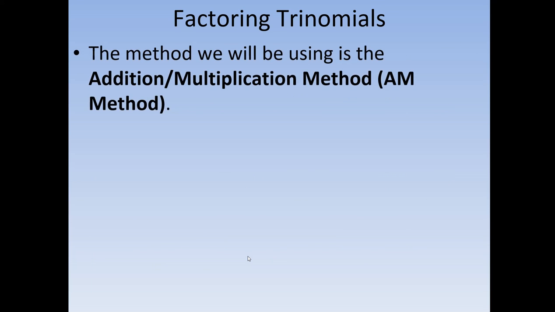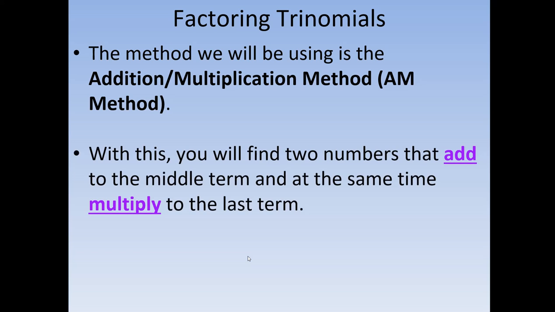The method that we're going to be using for these trinomials is the addition multiplication method, or sometimes called the AM method. The way it's going to work is that we're going to find two numbers that add to the middle term and at the same time multiply to the last term. We're going to find all the factors that lead to that last term and all the parts that can add up to the middle term, and whichever one matches, that's our answer.